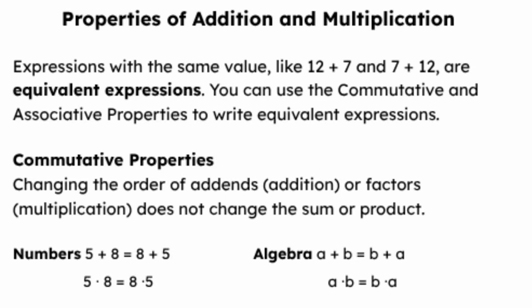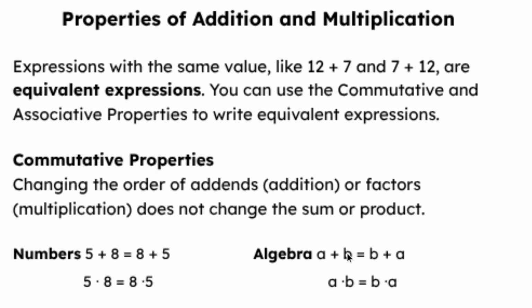So the commutative property tells us that changing the order of addends, which means when you're doing addition, or factors, which are multiplication, does not change the sum, addition, or product, multiplication. So again, just for addition and multiplication. So if I have 5 plus 8, that is equal to 8 plus 5. And that is true for any number.